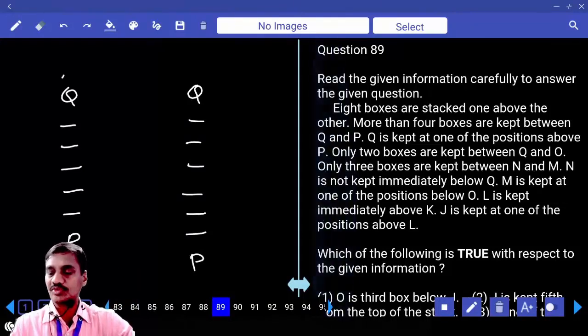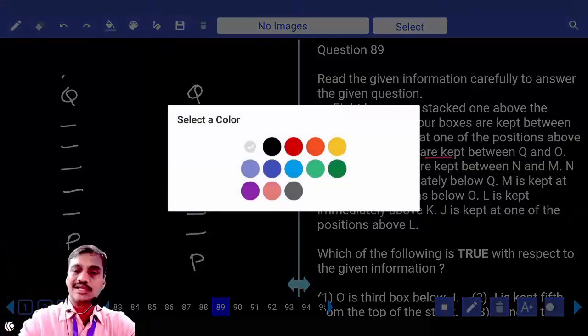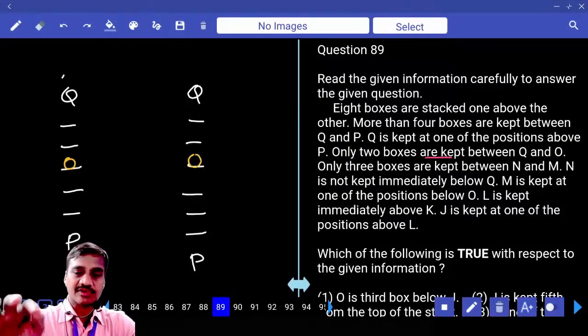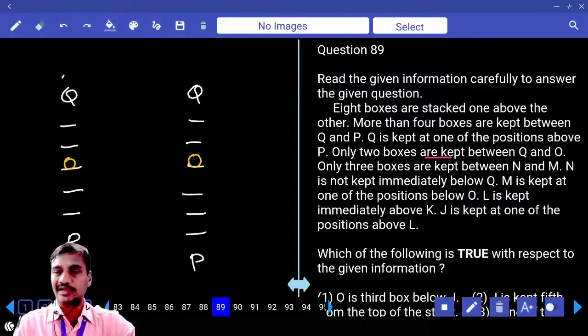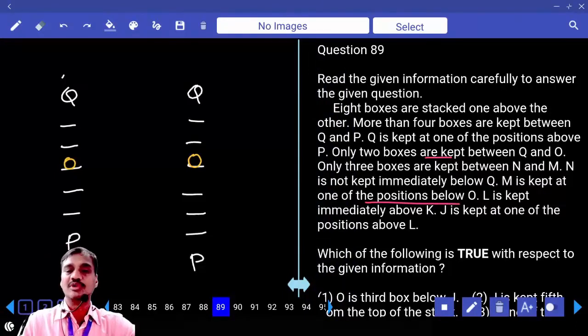And next one, only 2 boxes are there in between Q and O. In between Q and O we need to have exactly 2 boxes, hence O is here. And here again in between Q and O there must be exactly 2 boxes. And only 3 boxes between N and M. N is not kept immediately below Q. And one more information here. M is at one of the positions below O.